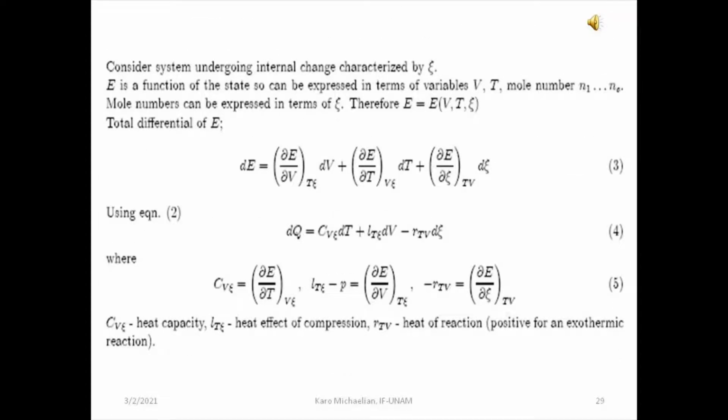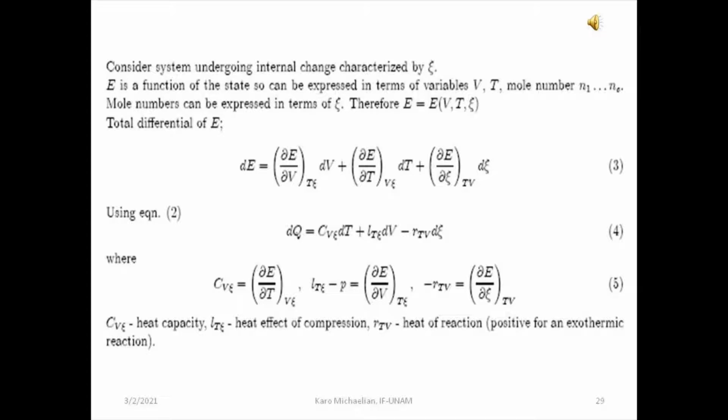Consider a system undergoing an internal change characterized by chi. Let E, the energy, be a function of state, and we assume that it can be expressed in terms of the variables V, the volume, T, the temperature, N1 and so on until Nc, the number of moles for the different components 1 to C in the system. Now, as we have seen in the previous chapter, the mole numbers can be expressed in terms of chi. Therefore, the energy becomes a function of the volume, the temperature, and chi.